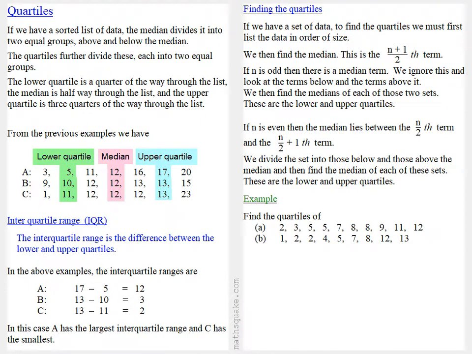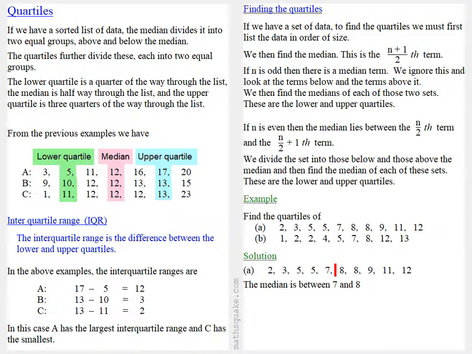So for a couple of examples, find the quartiles of 2, 3, 5, 5, 7, 8, 8, 9, 11, 12. This has 10 terms. Because n is even, the median lies between the 5th and the 6th term. That's 10 over 2 and 10 over 2 plus 1. This means the median is between 7 and 8.